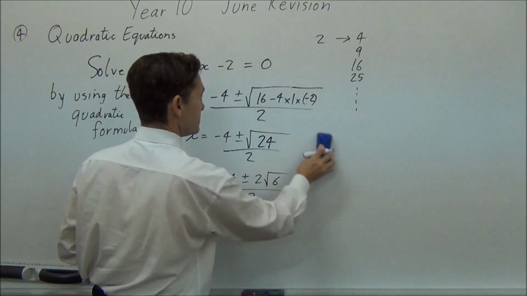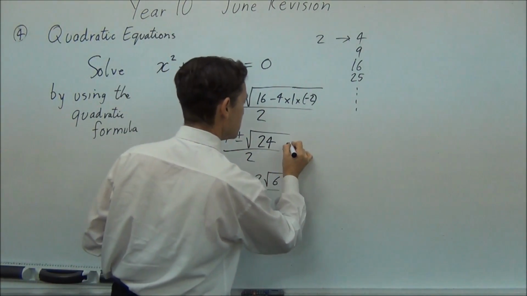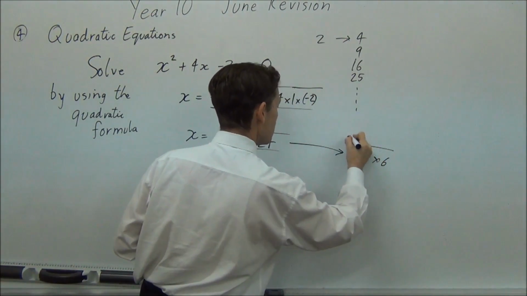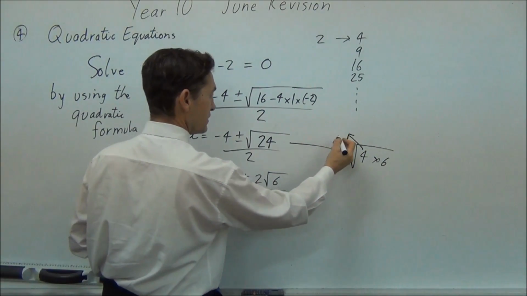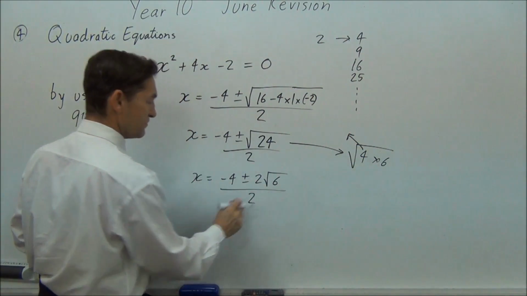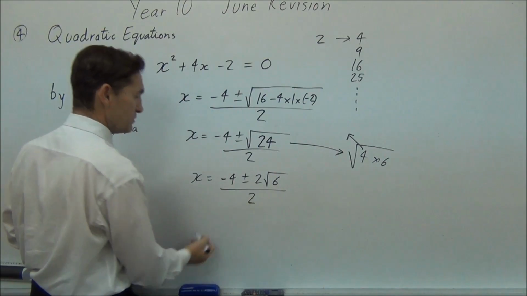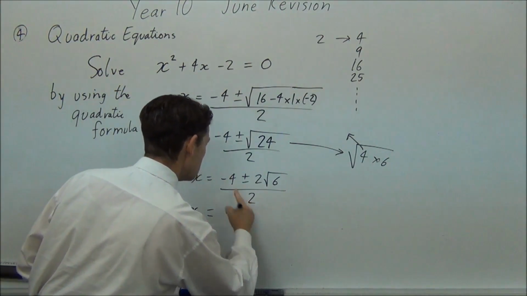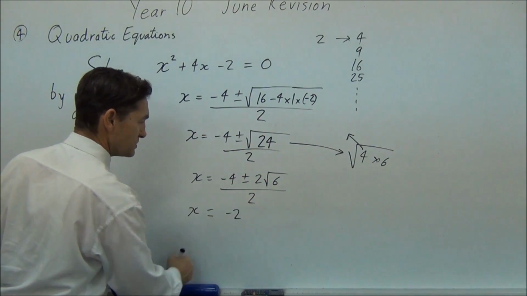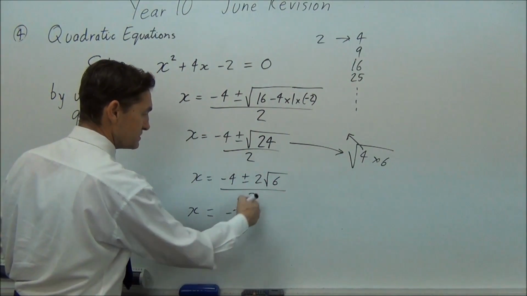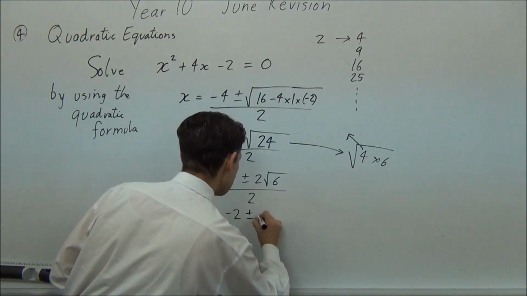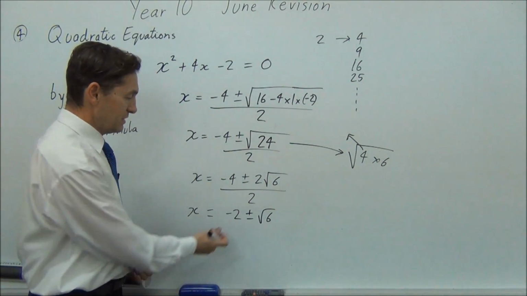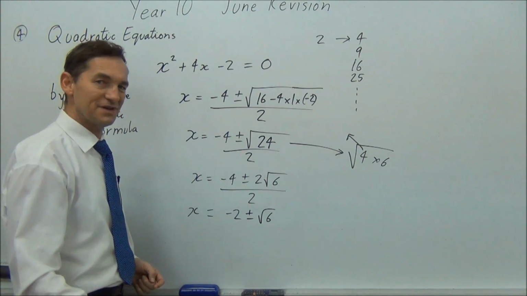So if I just write that a bit nicer, that root 24 right there equals root 4 times 6, and that 4 is coming out to be 2 root 6, which is what we've got here. And now we can cancel all of these. So x equals minus 2, since 4 divided by 2 is minus 2, and 2 divided by 2 is just 1, so I can ignore it altogether, plus or minus root 6. As an exact answer, that's fine, and again we've got the same answer as before, and you're done.